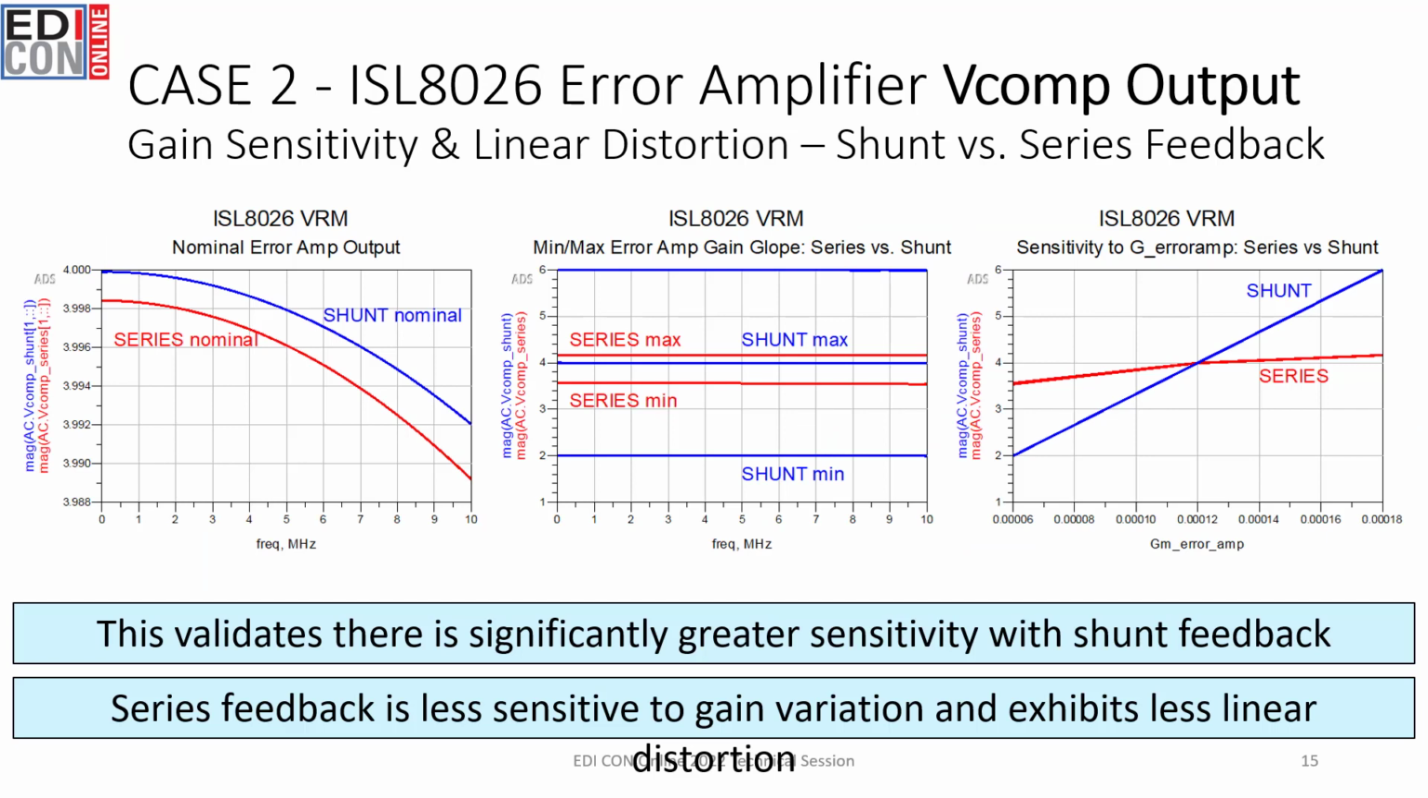Again, by referencing the middle plot, we see a much larger variation in the Vcomp output with the shunt compensation versus when using the series compensation. By referencing the plot on the right, we see the series compensation network allows Vcomp again to be less sensitive to gain variation of the amplifier. In fact, you will notice that the next 3 VRM cases will show the same results as we've shown here with the first 2 cases.